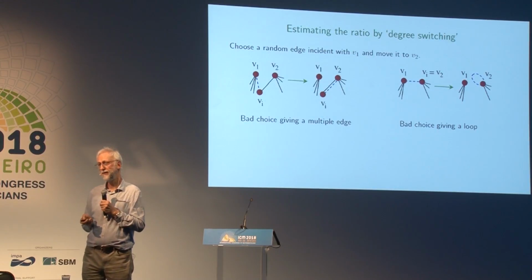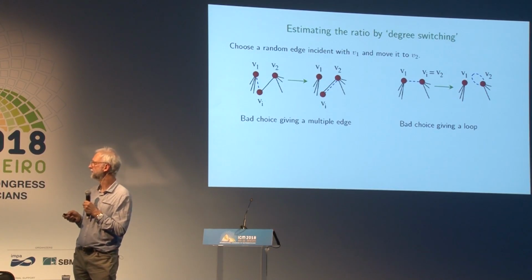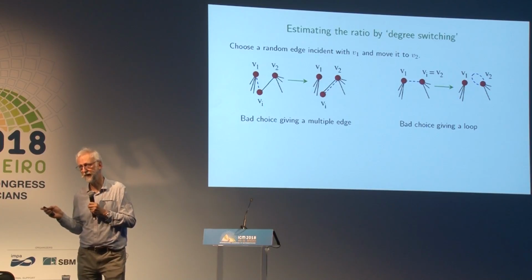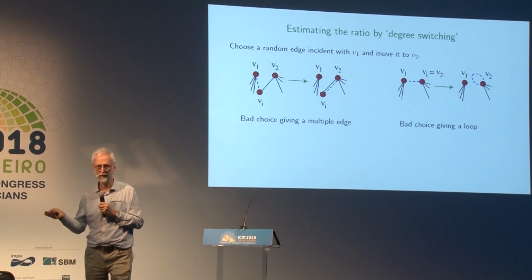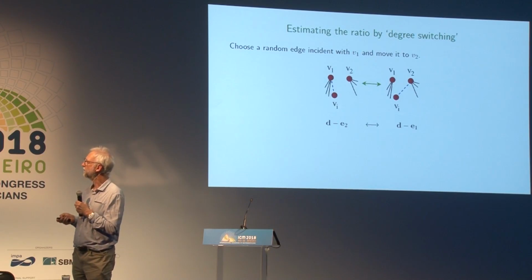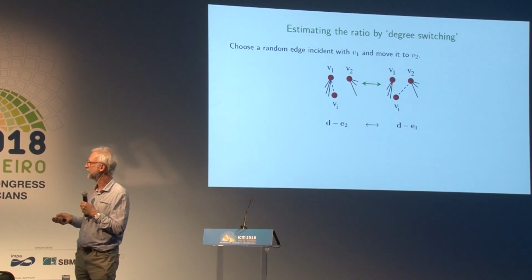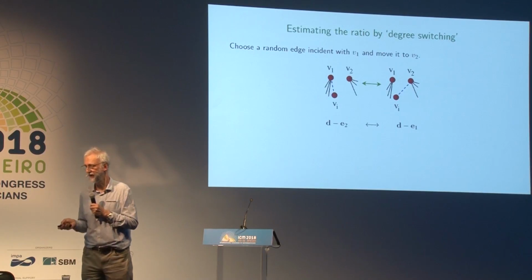How do we disallow them? Well, we take account of how many there are. What's the probability that such a thing will happen if we start with a random graph with this degree sequence? But if we do take account of that, then we get an estimate of the ratio between the number of graphs with degrees d minus e2 and d minus e1.